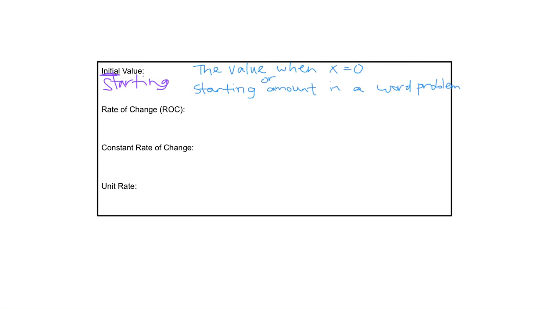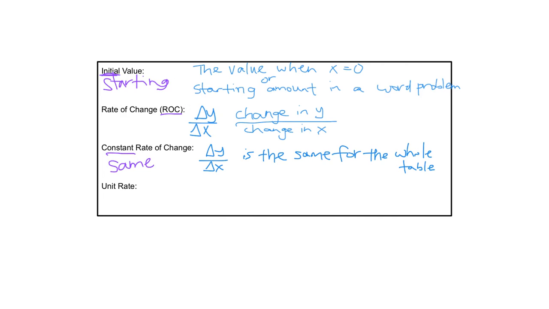The rate of change, abbreviated ROC, you will often see this with the triangle Y over the triangle X. That triangle is a delta symbol. You see that often, and it means change. So change in Y over the change in X. A constant rate of change, constant means the same. It does not change. So that change in Y over the change in X is the same for the whole table when you have a constant rate of change.